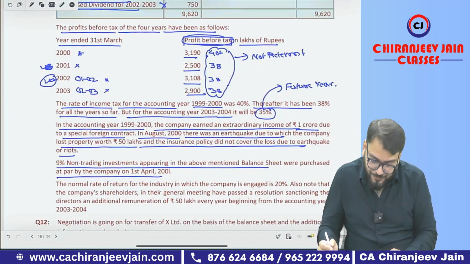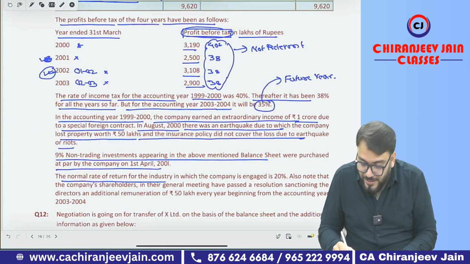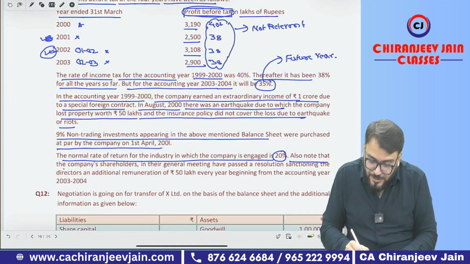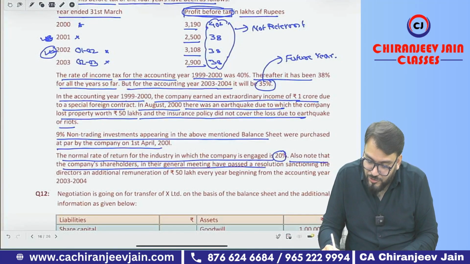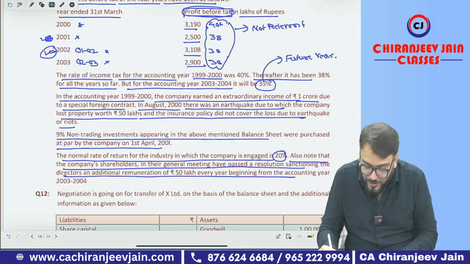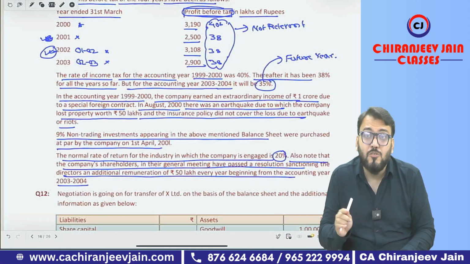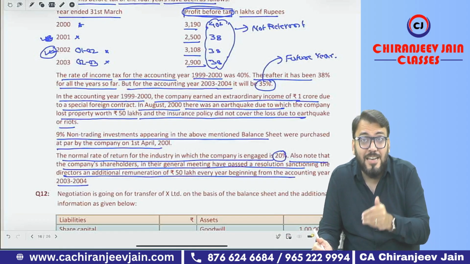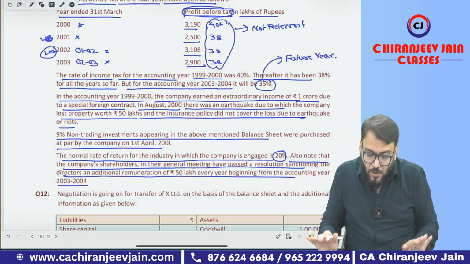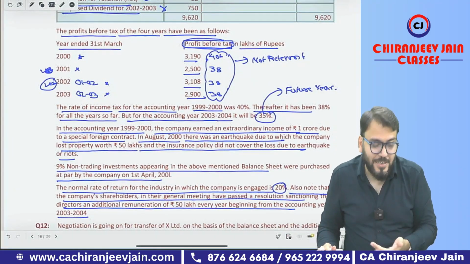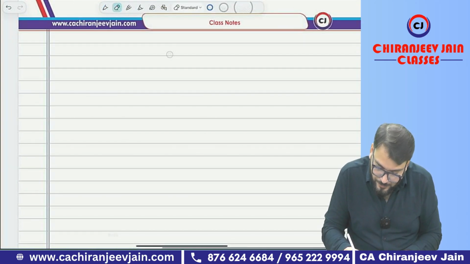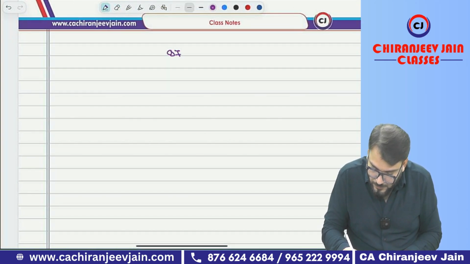In these years, the normal rate of return of the industry in which the company is engaged is 20%. So NROR is given. Also note that the company's shareholders in the general meeting have passed a resolution sanctioning the directors an additional remuneration of 50 lakh every year beginning from the accounting year 2003-2004. So they have given an additional future expense. Got this point? All points are done. Now we only need to calculate. Can we do it fast? We are doing question number 7.